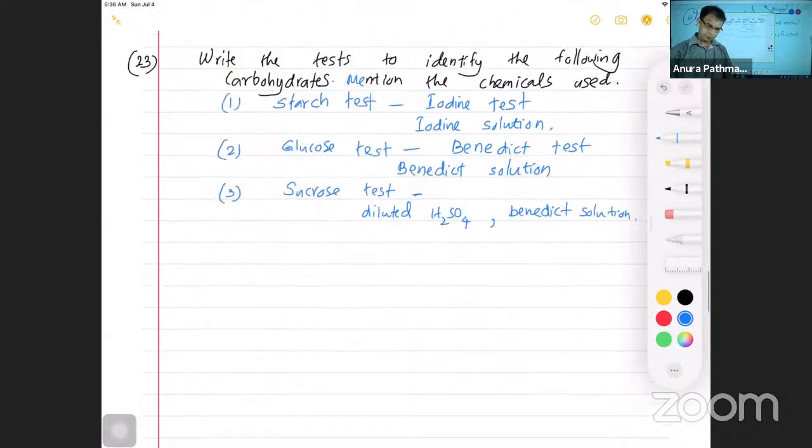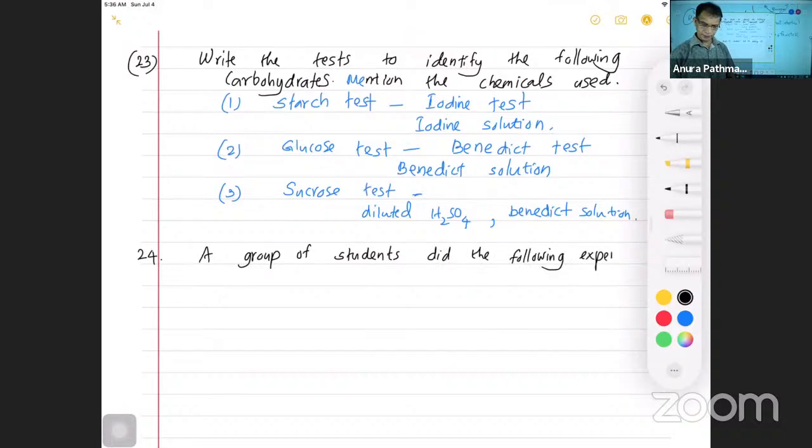Well, question 24. Right. A group of students did the following experiment.